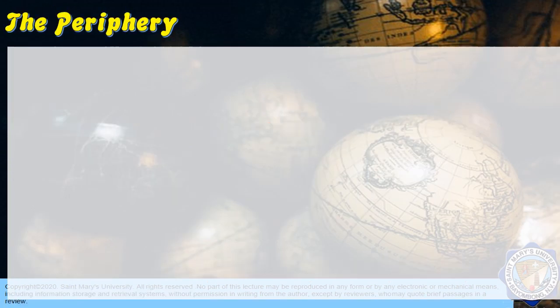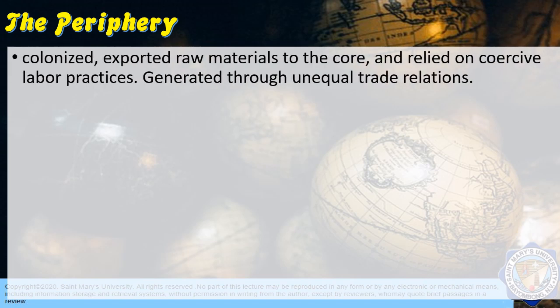Okay, so the next category is the periphery. In order for us to understand, periphery is actually related to places beyond or outside the center. So if we're going to look into the geographical location, the periphery can be the provinces or something like the rural areas. In medieval Europe, the periphery mostly were the colonized areas because the colonizer exported raw materials to the core, and they relied on coercive labor practices.